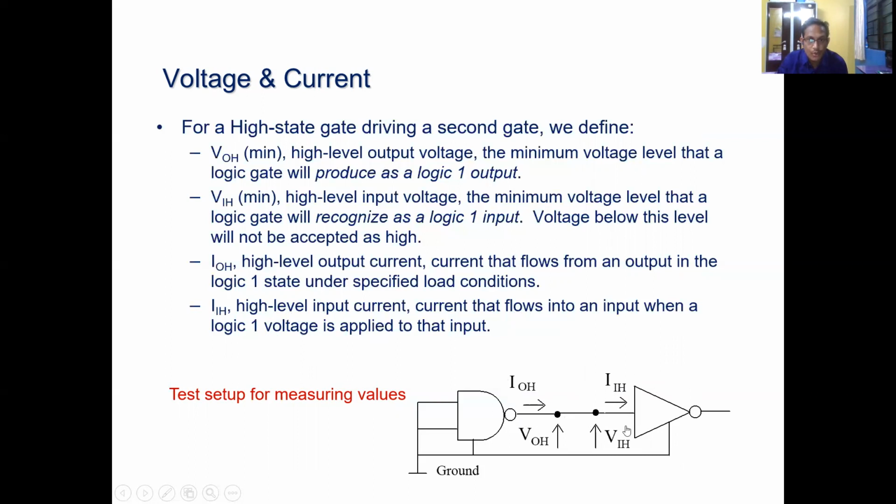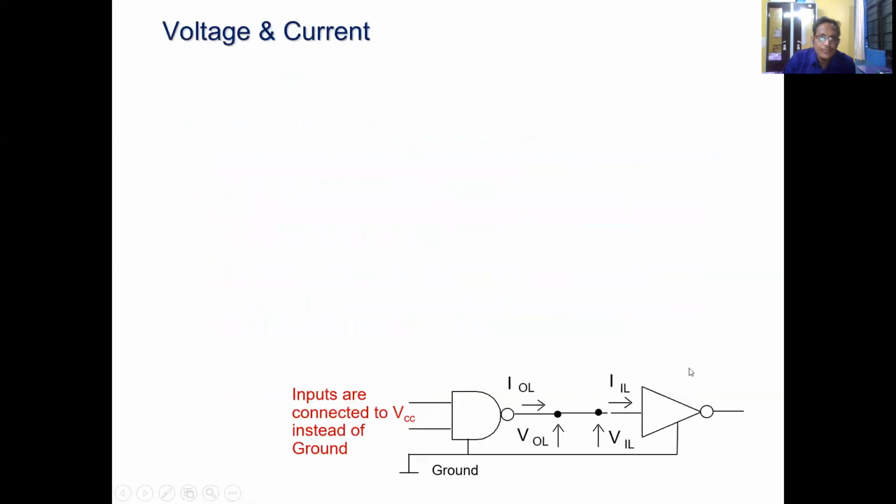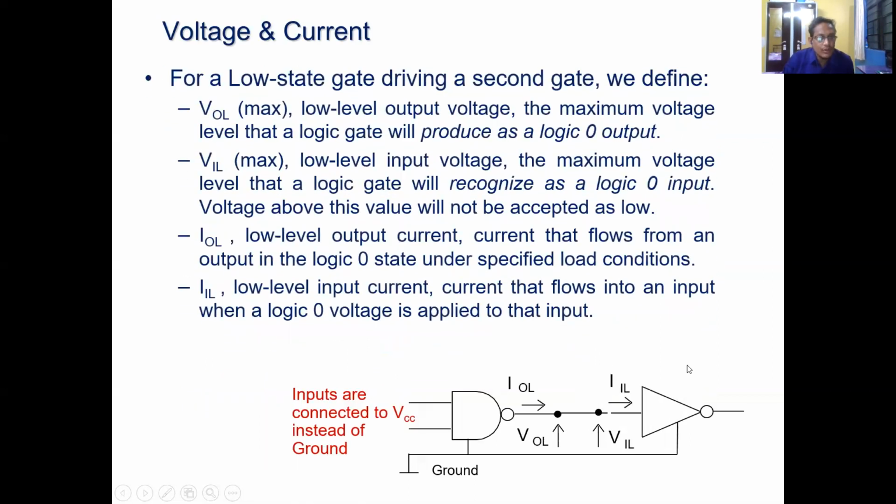This can be obtained by making the cascading of 2 different circuits or 2 different gates. Cascading means the output of this gate is connected to the input of this gate. That's why it's called IIH. VOH and VIH we already defined. Then another one, VOL, we already defined. VIL max, we already defined.